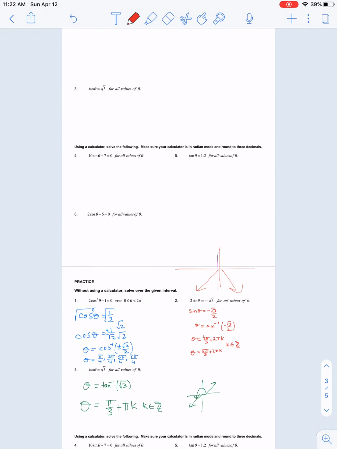Go ahead and now take some time. These were 1 through 3, because those are all ratios that we're very familiar with from the unit circle. These 3 problems do not require a calculator. Problems 4, 5, and 6 do. So now you can take some time, go ahead and pause your video, get out your calculators, and go ahead and solve these 3 equations. When you're done, come back to the video.